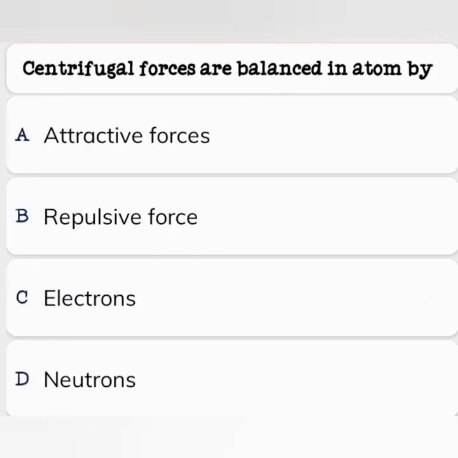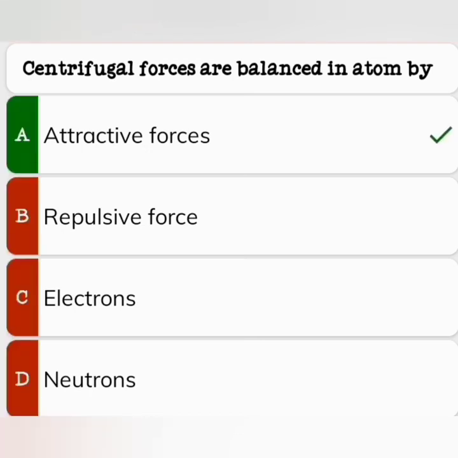Centrifugal forces are balanced in atom by A, attractive force. B, repulsive force. C, electrons. D, neutrons. Right options, आप comment section में लिखें। Yeah, so the right option is A, attractive force.